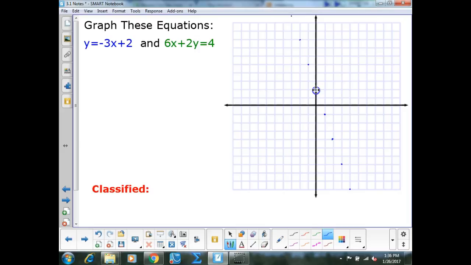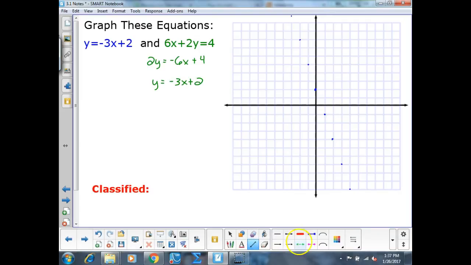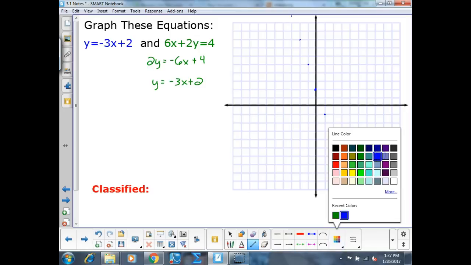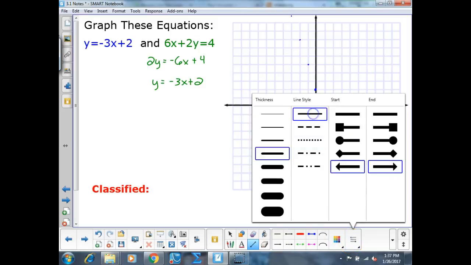Okay. Then let's greenify. So 2y equals negative 6x plus 4. So y then is going to be negative 3x plus 2. So that's going to end up being the same.